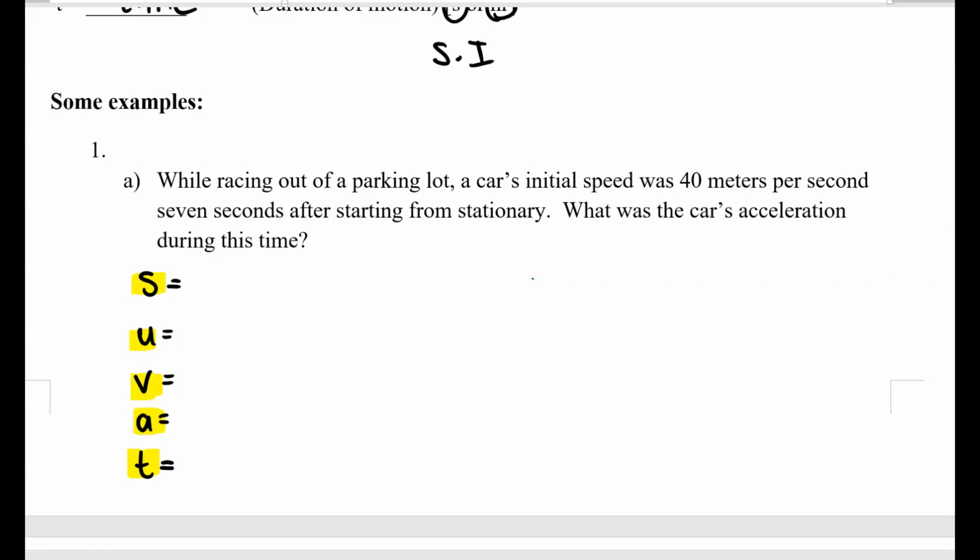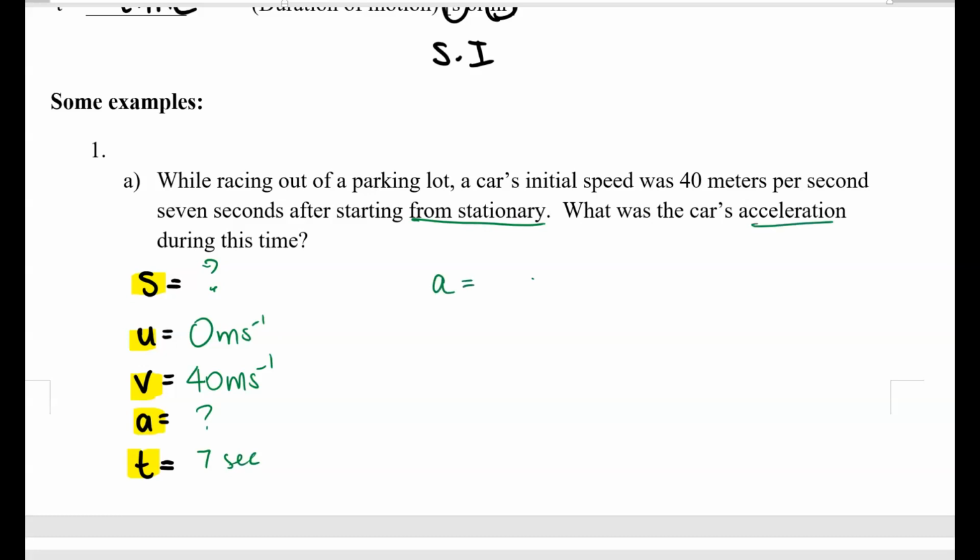Okay, so our displacement, we said we don't know. Our initial velocity, because it says from stationary, is 0 meters a second. Our final velocity was 40. What was the acceleration? And it took 7 seconds. So part A is really easy.